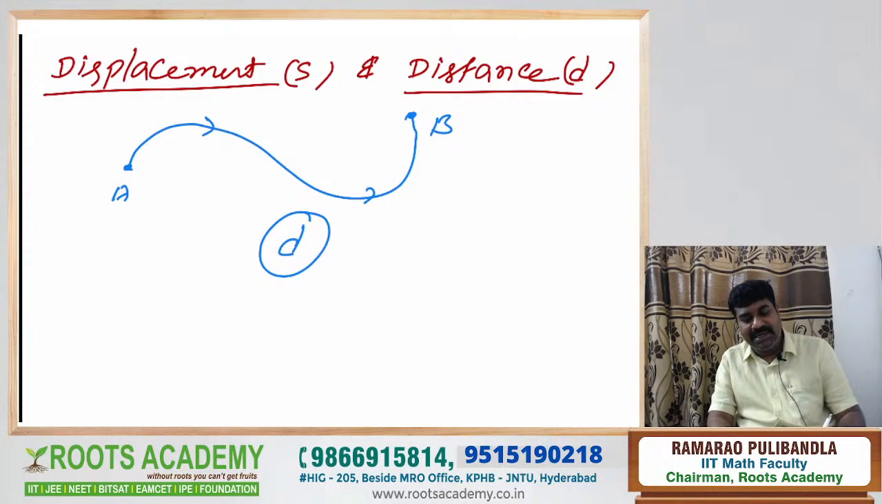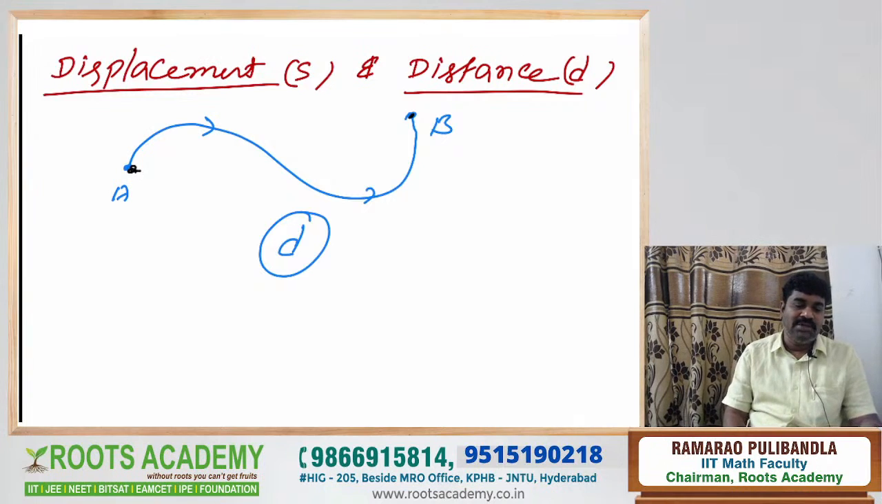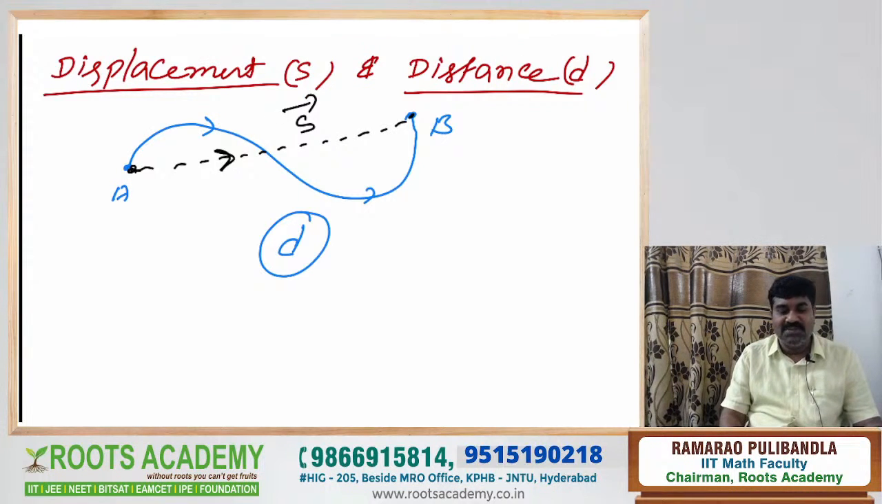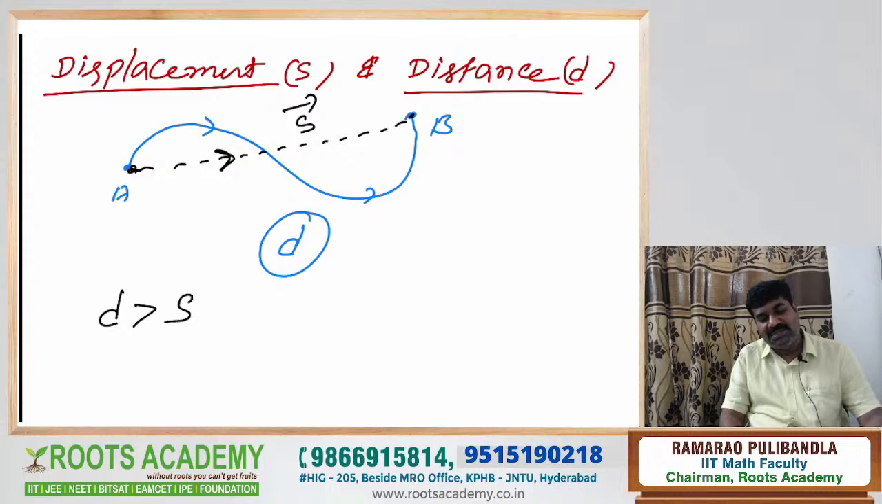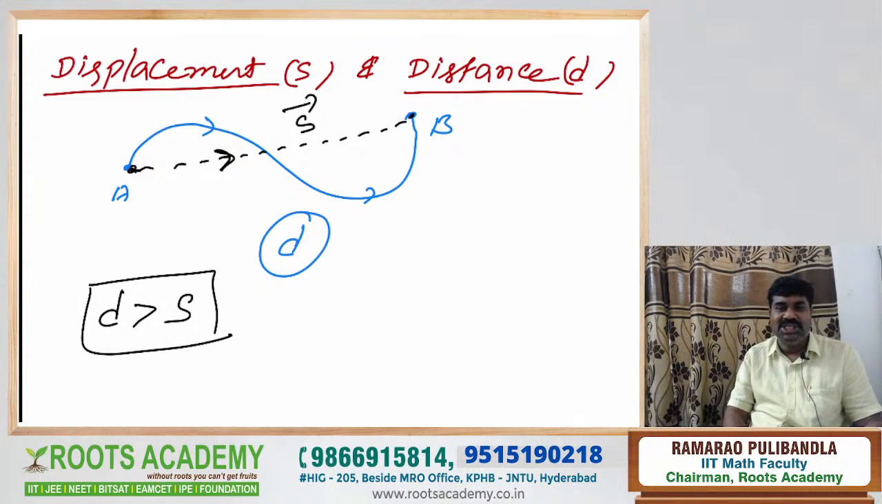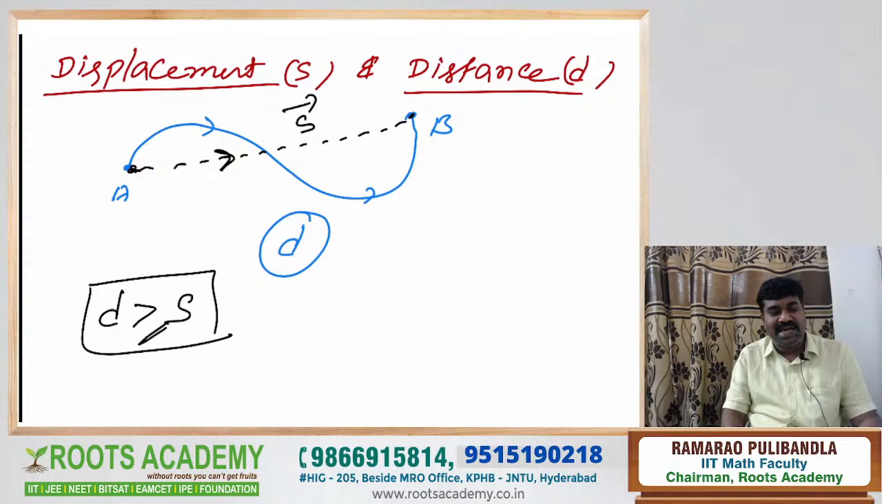What is displacement? The shortest distance between the initial position and the final position is called the displacement. Distance is always greater than the displacement except in one condition. If the particle moves along a straight line, distance is equal to displacement. In all other conditions, distance is greater than displacement.